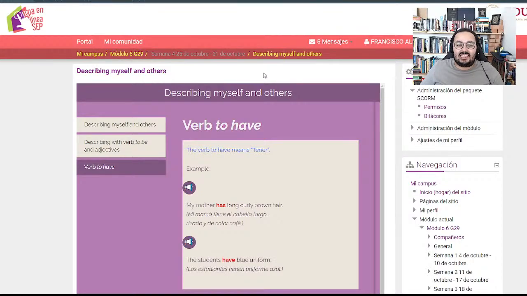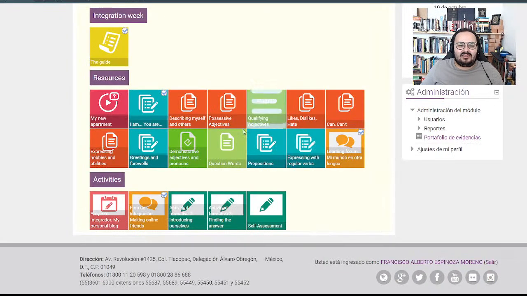Okay, and that's it for describing myself and others. And remember, this is important because in my personal blog activity, in the actividad integradora, we have to describe ourselves, and in the foro integrador, we have to describe another person. Okay, so take this into account. Now let's go back to module 6.